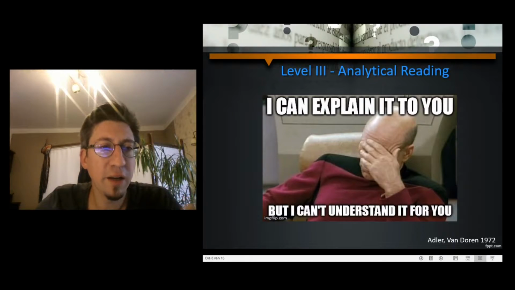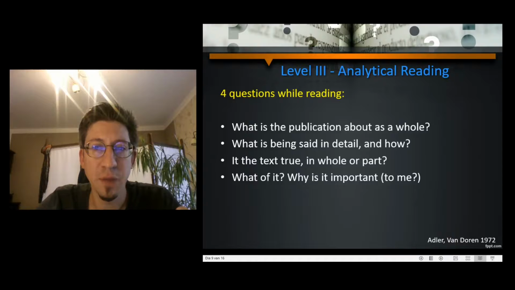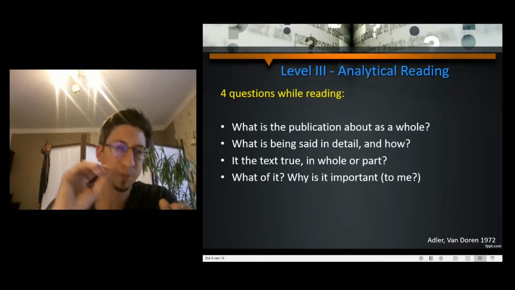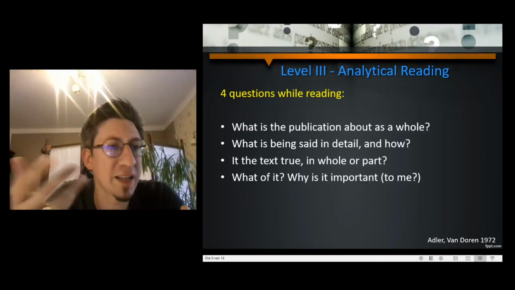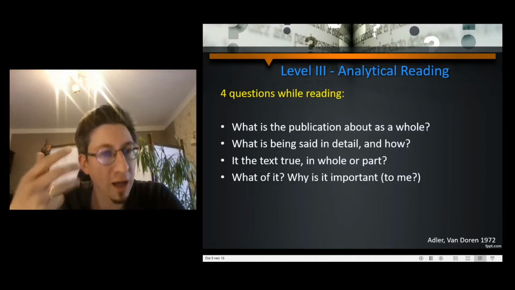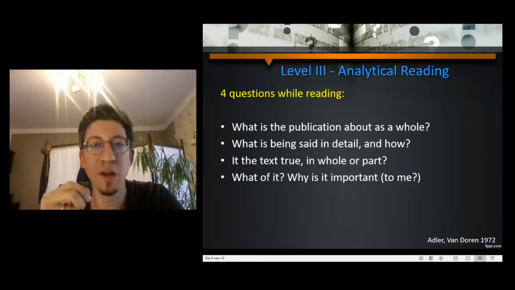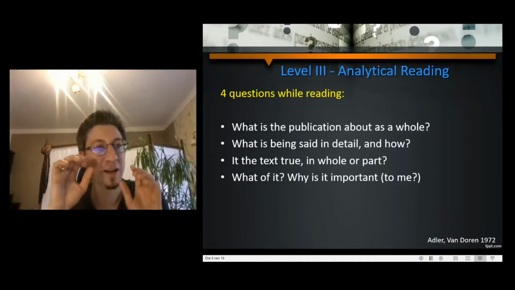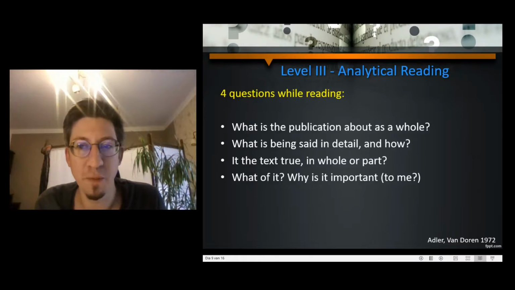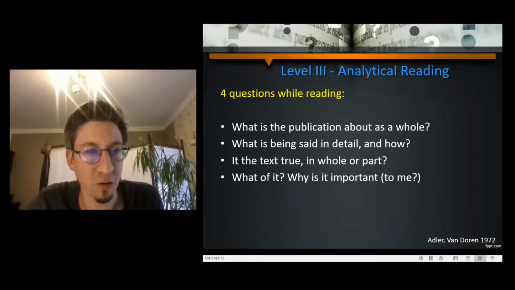The next level is already the analytical level. And here it is really about understanding what the author means. So here you're asking yourself 4 questions. And these 4 questions, you cannot just get them from the text, right? So you read the text, but you actually have to think and have a critical engine on the back burner, trying to fit things together as a whole for the book. So what is the publication about as a whole, right?